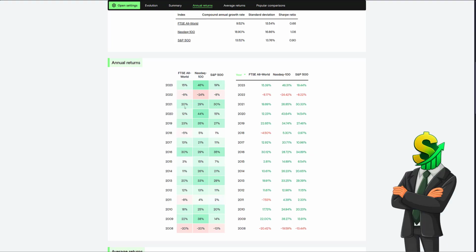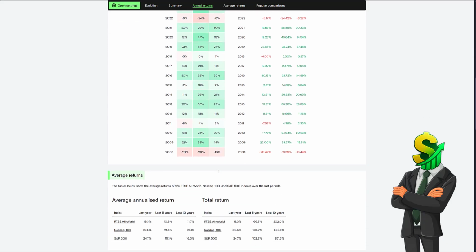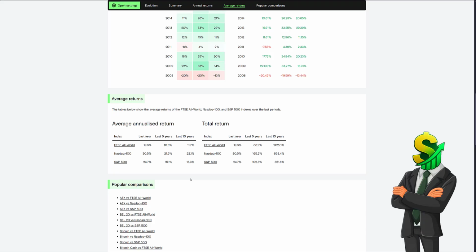Now, why do investors love EQQQ? There are a few reasons why EQQQ is one of the most popular ETFs for UK beginners. Number 1, it's a simple way to invest in big US tech companies. Instead of buying single stocks of Apple, Amazon or Nvidia, you get everything in one ETF.